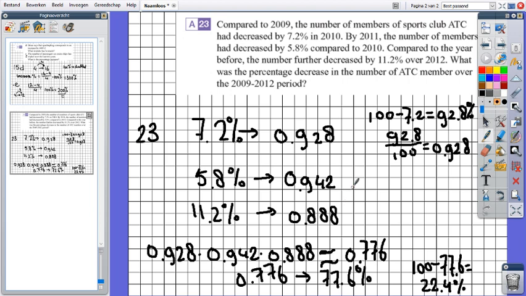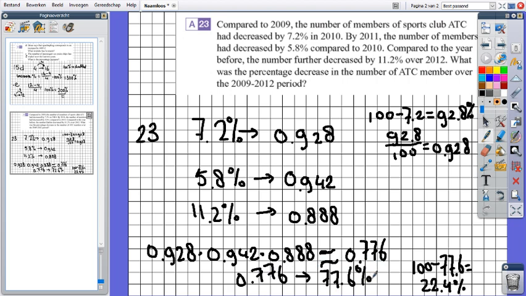If we now want to know the percentage decrease over that period, we're going to multiply those 3 multiplication factors, which will give us 0.776. But remember, they don't ask you a multiplication factor, they ask you a percentage decrease. So now you have to convert this back to percentages again. So you can do this 2 ways. What I've done, I first converted this into percentages, right?